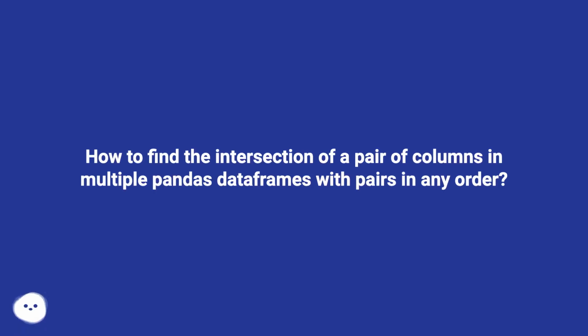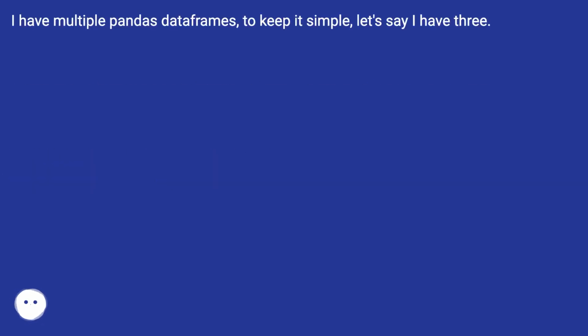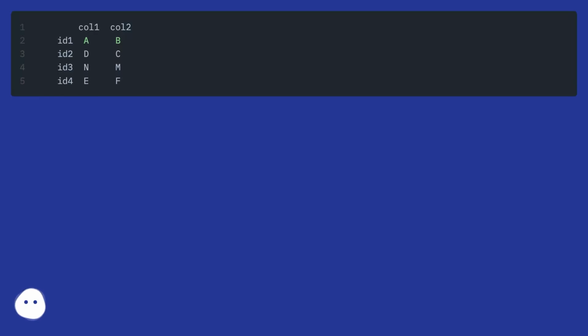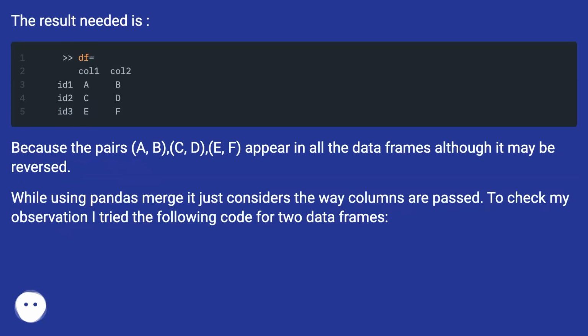How to find the intersection of a pair of columns in multiple Pandas data frames with pairs in any order. I have multiple Pandas data frames. To keep it simple, let's say I have 3. The result needed is, because the pairs A, B, C, D, E, F appear in all the data frames, although it may be reversed.